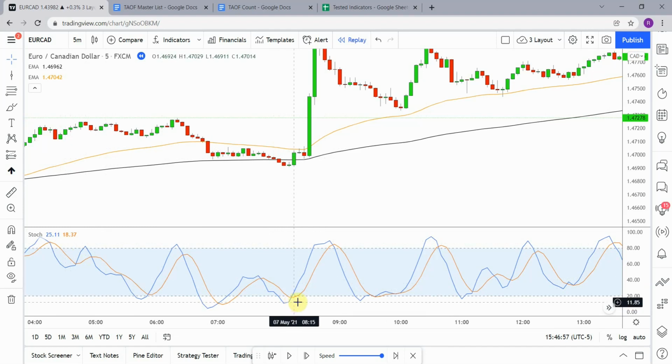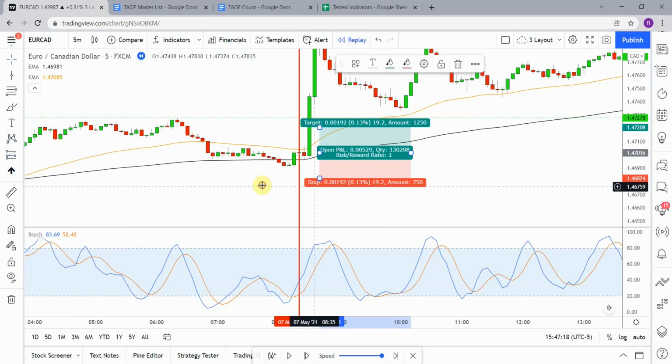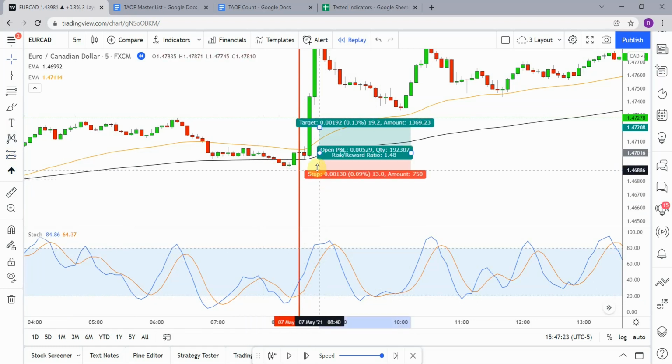And then right here on this candle, which would be that one right there, is when our stochastic closes back above that 20 marker. And at that point, we would set our stop right at, let's see here, long position. We would set our stop right below the last swing low, right about there.